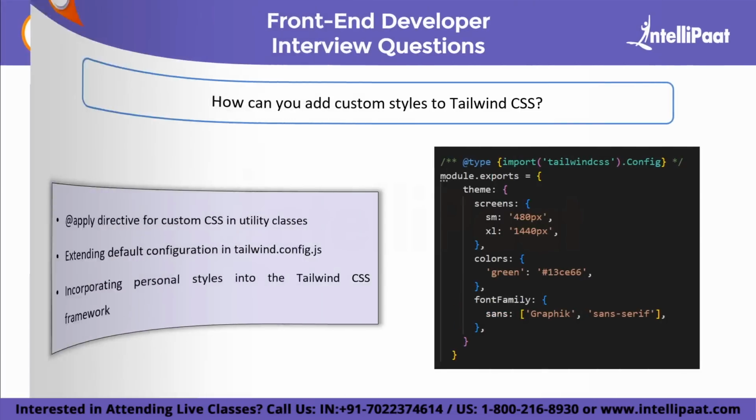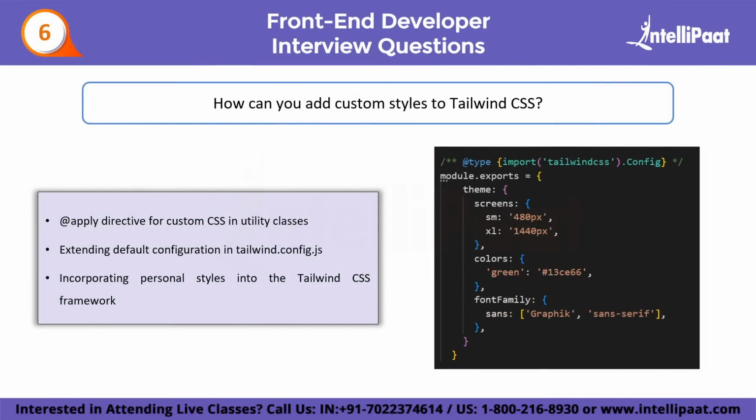Moving on to the next question. How can you add custom styles to Tailwind CSS? The answer to this question would be, you can use the @apply directive to apply custom CSS within your utility classes. Additionally, you can extend the default configuration in tailwind.config.js to include your own styles. You can use the theme and extend sections in this file. These sections allow you to customize existing styles or add new styles to your Tailwind CSS framework.